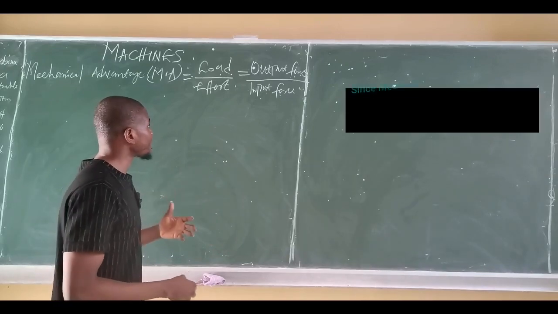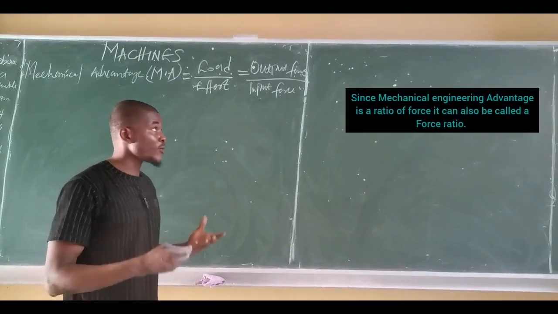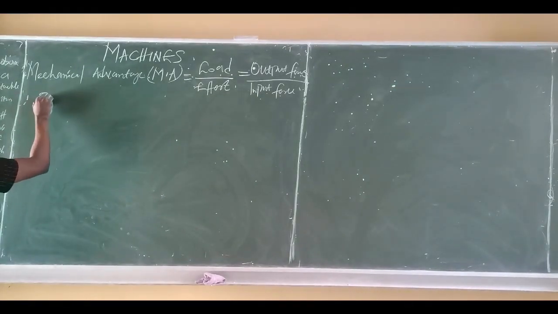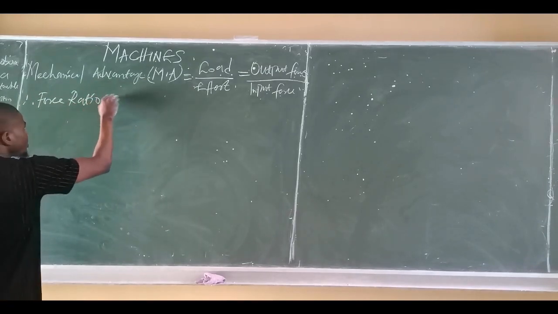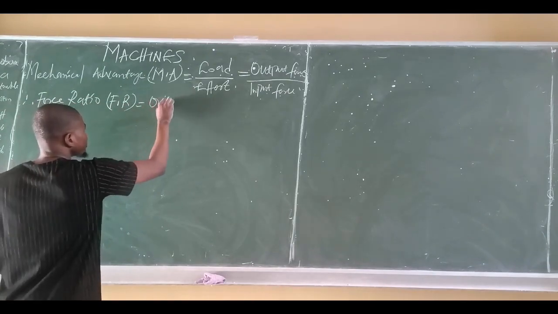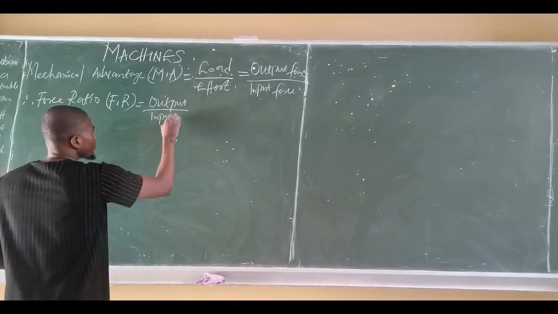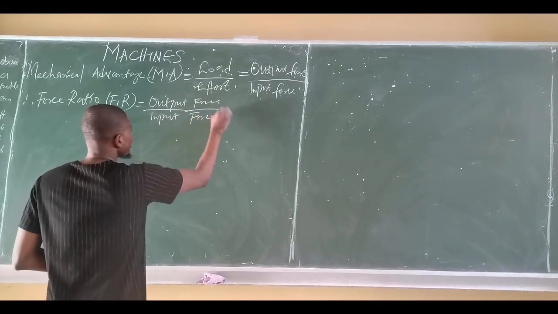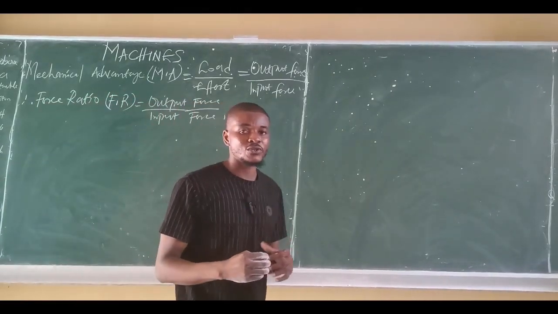Now, since mechanical advantage is a ratio of force, it can also be called the force ratio, F.R. Therefore, mechanical advantage can also be called force ratio, since it is a ratio of force: simply output force over the input force.